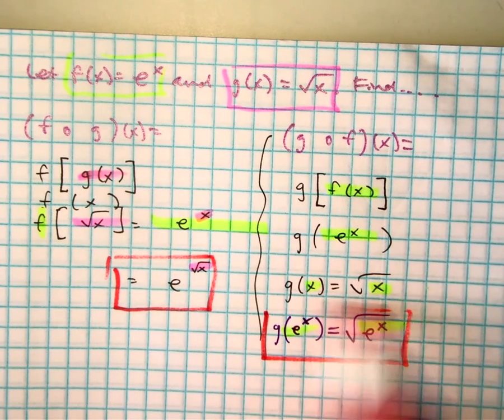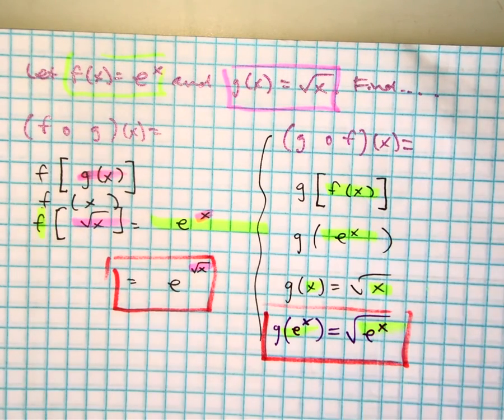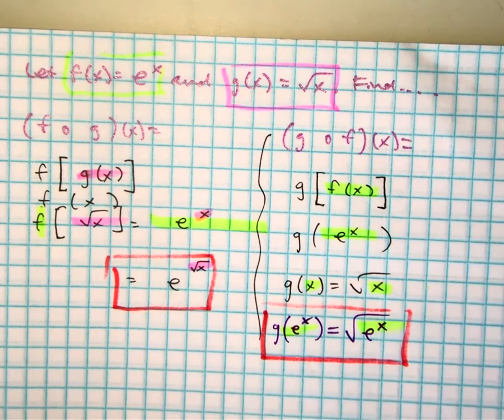So basically, if I had to summarize, let's just say you were absent yesterday and you're still kind of lost. You're basically just doing two substitutions.